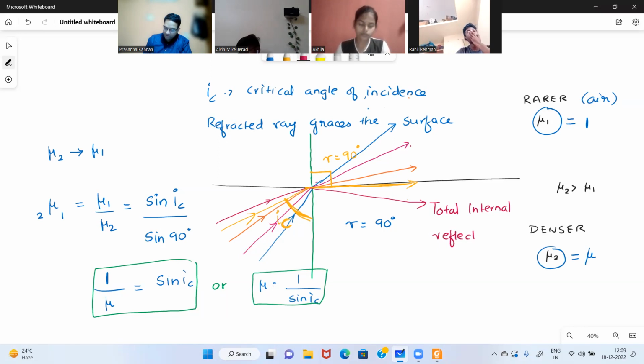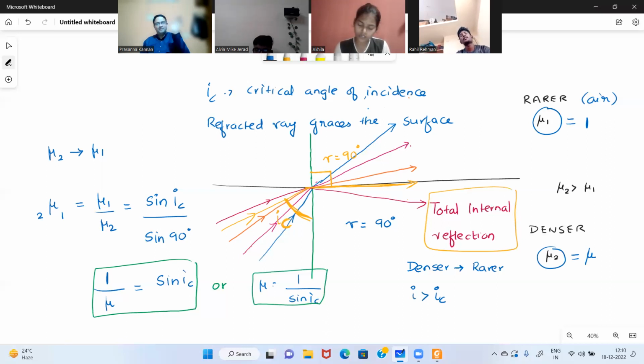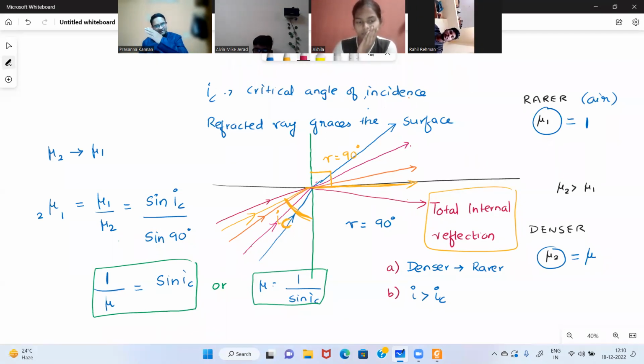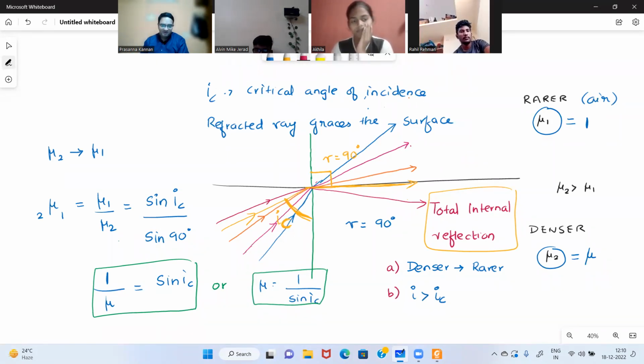What is the condition for total internal reflection to happen? The angle of incidence should be greater than the critical angle of incidence. And the first and foremost condition is the ray of light must travel from denser to rarer medium. This will never happen if the ray of light is traveling from rarer to denser, because the refracted ray will bend towards the normal, not away from the normal.